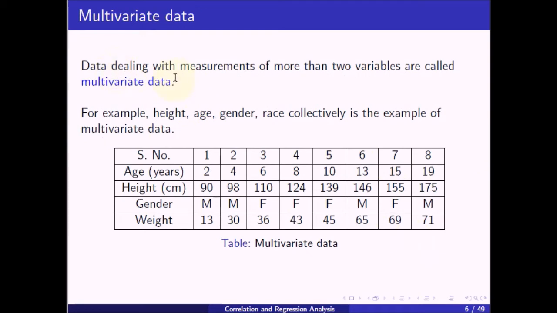Data dealing with measurements of more than two variables are called multivariate data. For example, height, age, gender, race collectively is an example of multivariate data. Here eight students are there, and we collect the information of age, height, gender and weight. So this is called multivariate data.